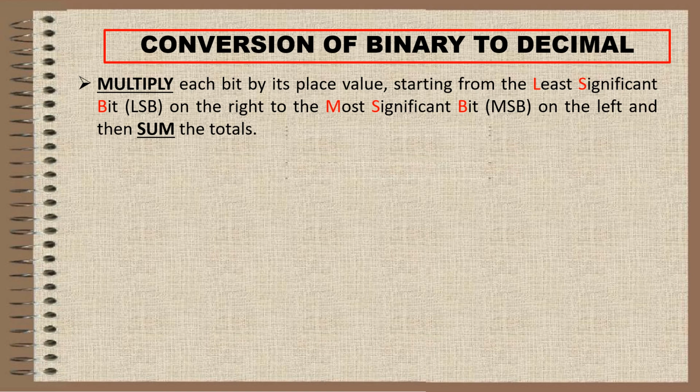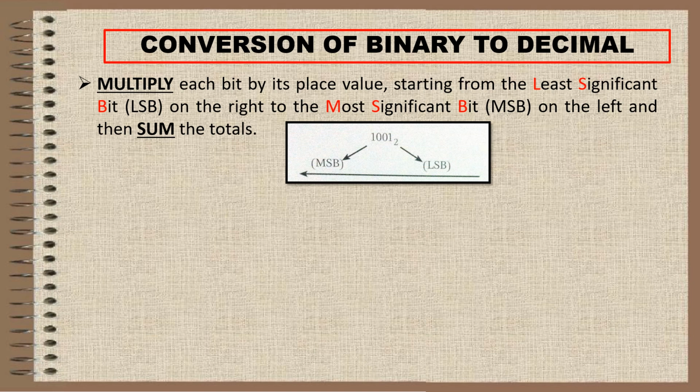Now, you might be asking yourself, what is LSB and what is MSB? The LSB, least significant bit, is located on the right-hand side of our binary number, and the most significant bit is located on the left-hand side of our binary number.